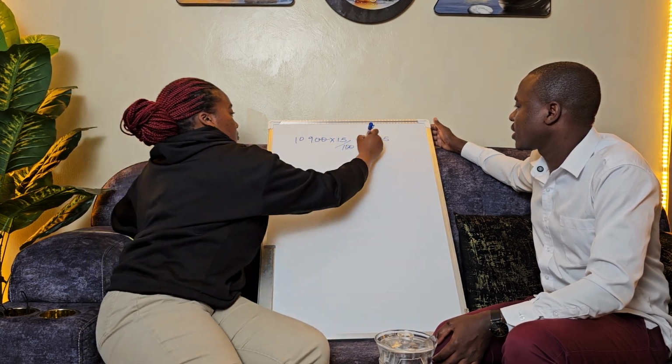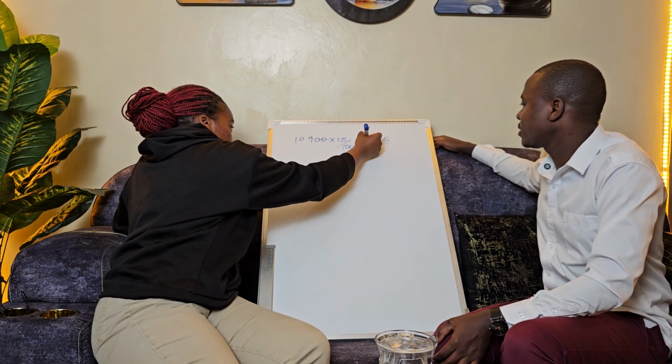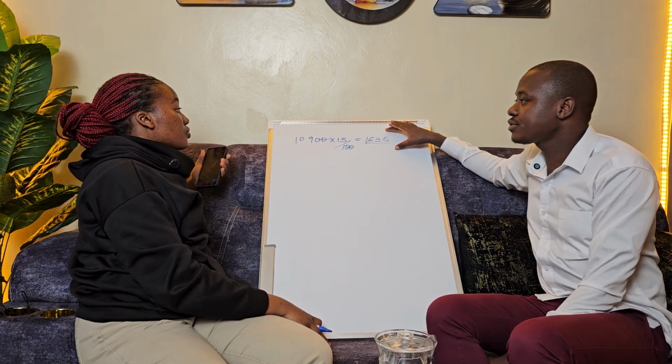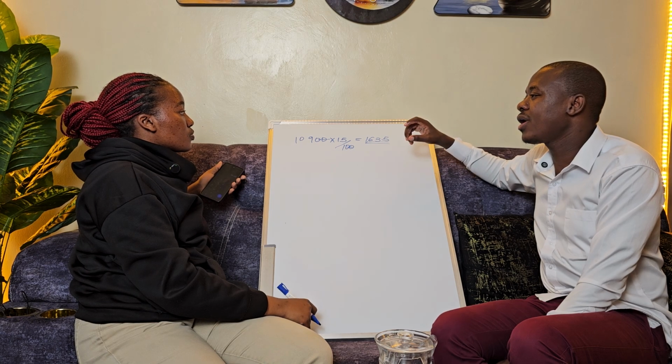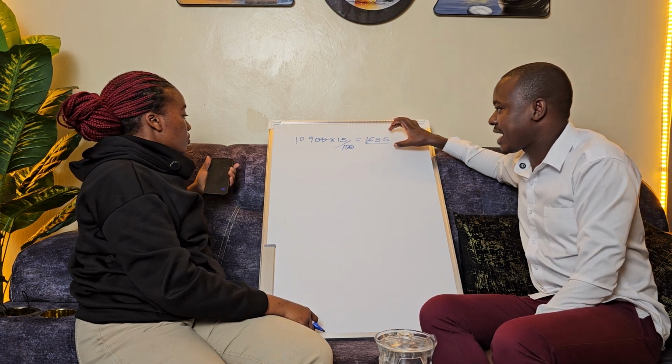So you're getting 1,635. Put a comma here so that you can see. So this is the tax that you're going to pay to the government. And because, when you're paying Treasury Bill, that tax must be inclusive, so that we know the actual amount that you're going to send to government. All right? So this is tax.